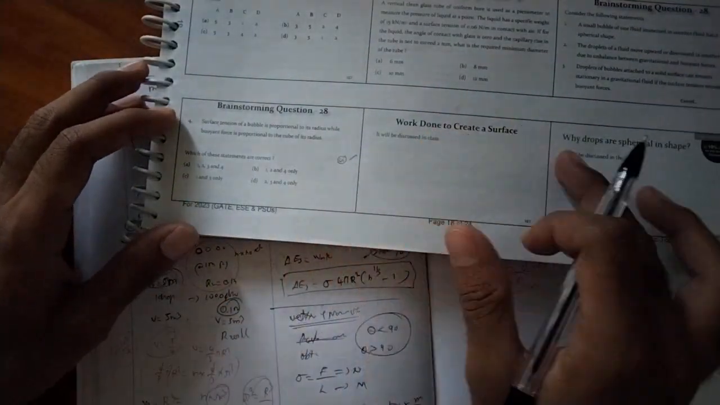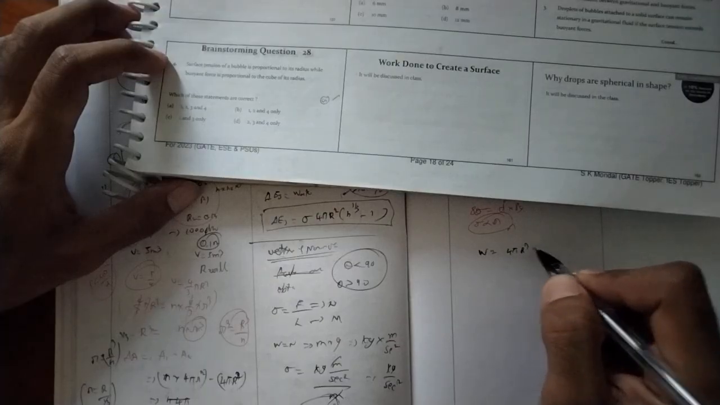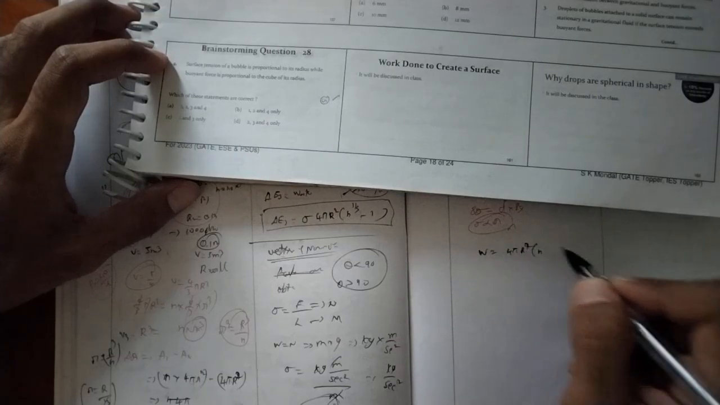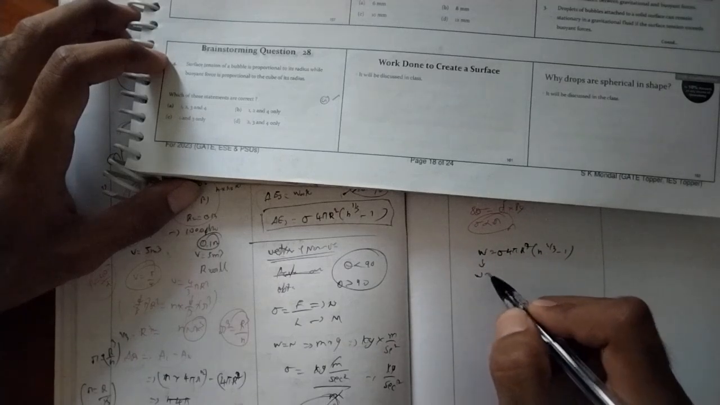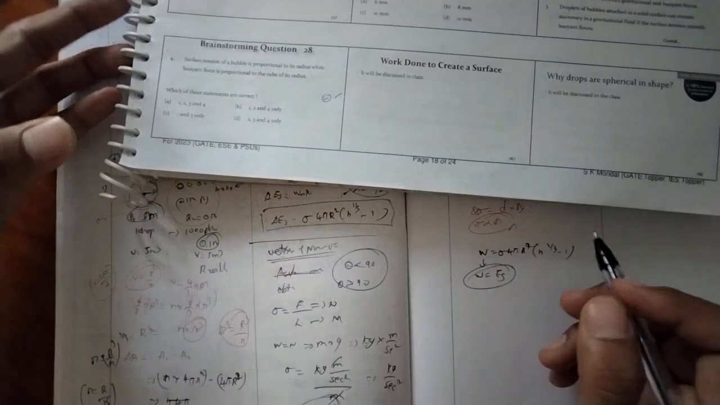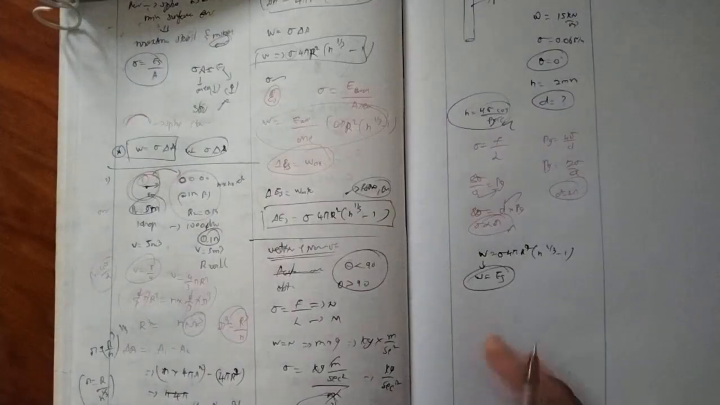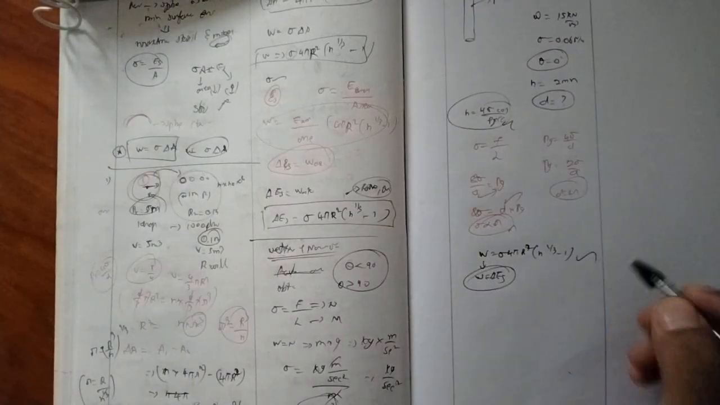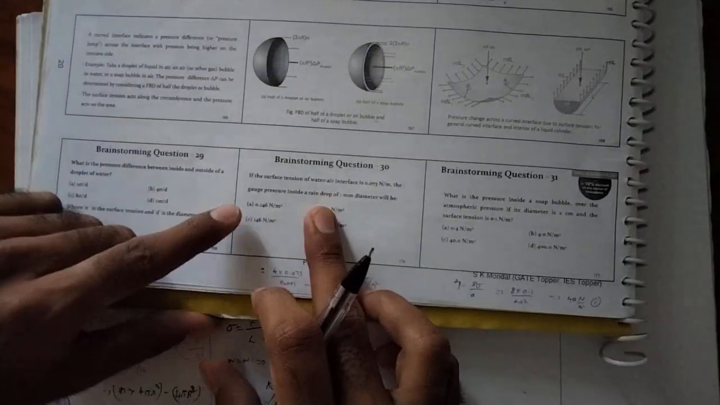Work done to change the surface I just mentioned. Work done equals what? 4 pi r squared into sigma, or W can also be written as change of surface energy, not surface energy, but change of surface energy. The next thing, water drops are spherical, I just told you. And these are the other kinds of things that have been asked. We can just see this picture.